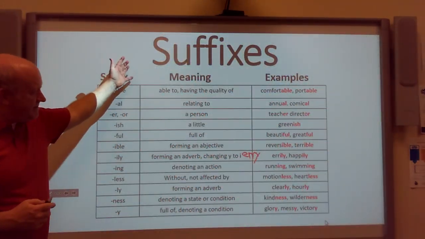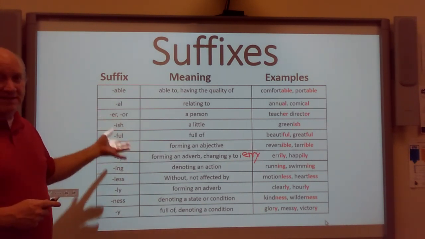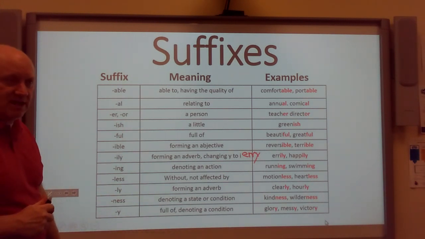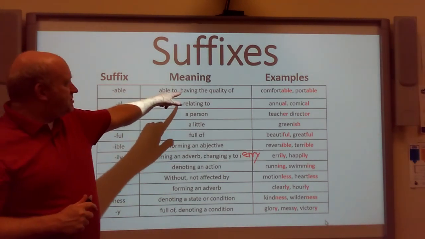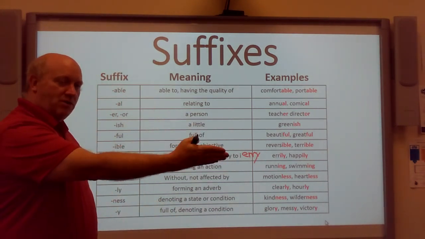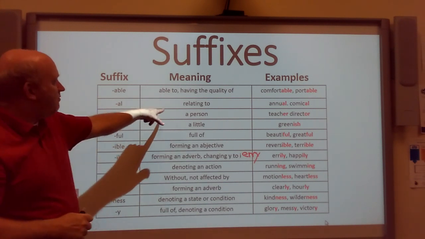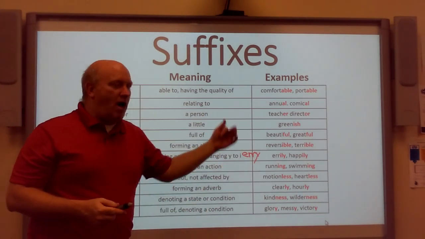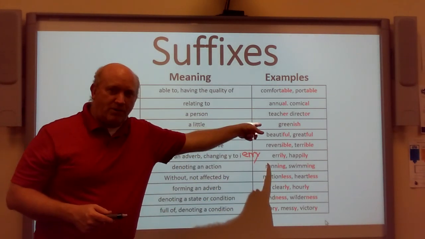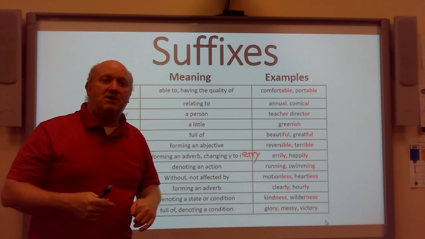Here are some examples of suffixes. There are more than these, but these are the most commonly used in the English language. Able means able to, having the quality of, like comfortable, portable. I'm able to carry that. That computer is portable. Al means relating to, like annual or comical. Or means a person. A teacher is a person. A director directs what? Plays, movies, shows.